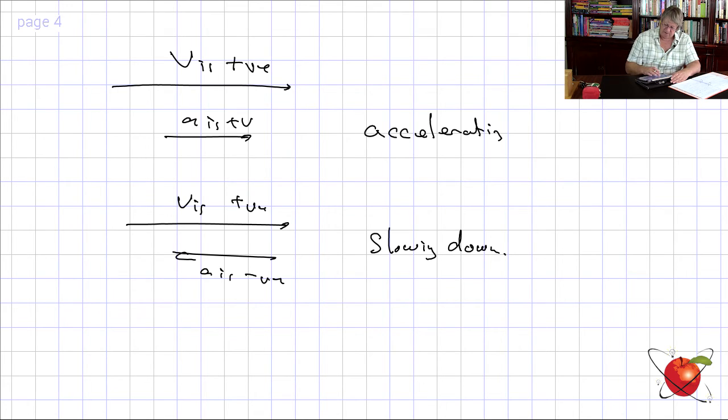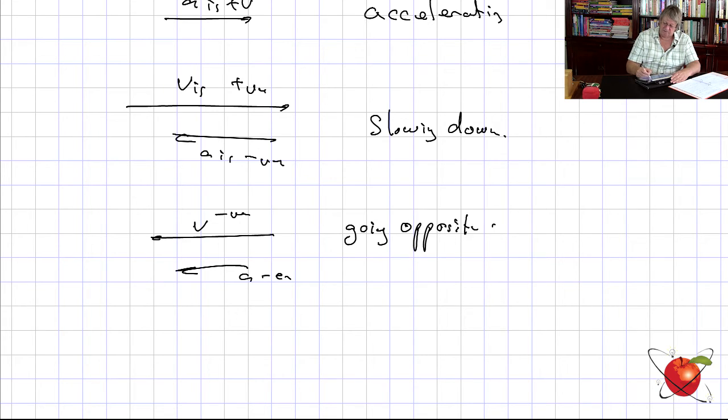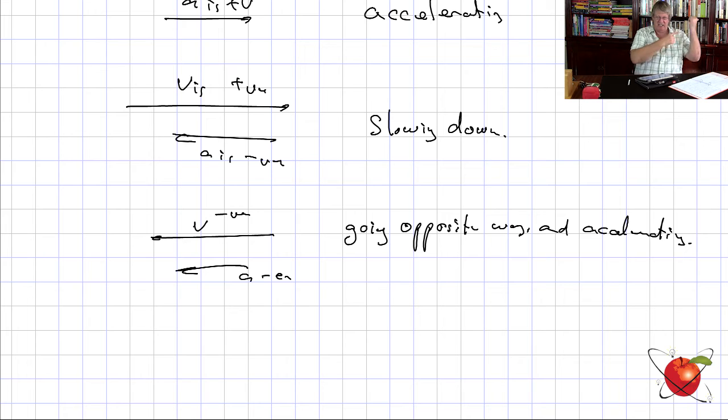Okay? Right? Then we can have another one. We can have this one. We can have acceleration, velocity this way, and acceleration that way. This is negative. This is negative. What does it mean? I am going the opposite way. All right? In other words, backwards, if you like. This one is accelerating. So I'm going this way and I'm accelerating that way, which means I'm going faster in that direction.